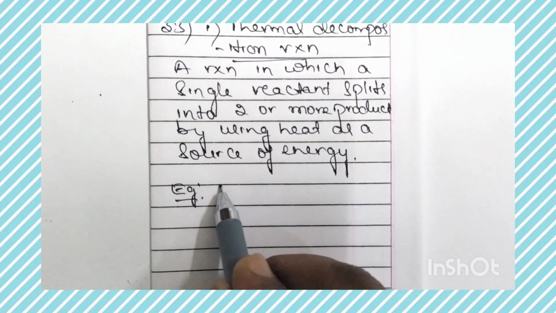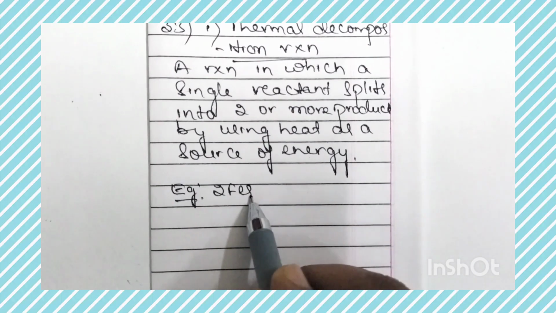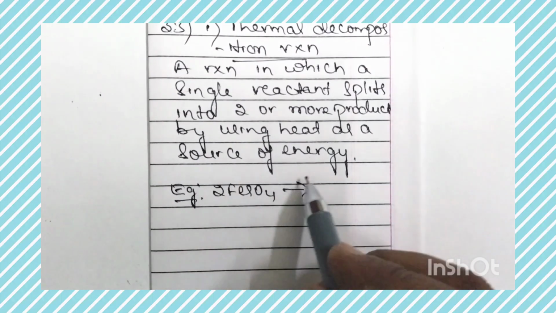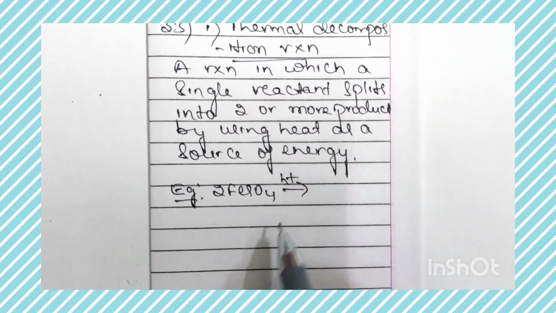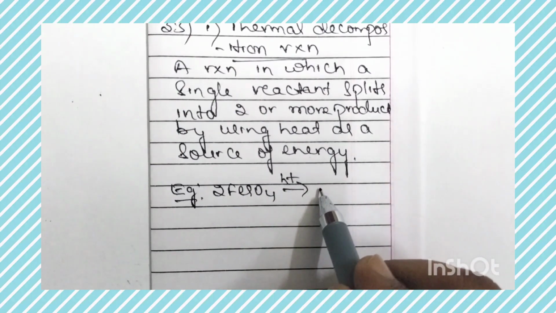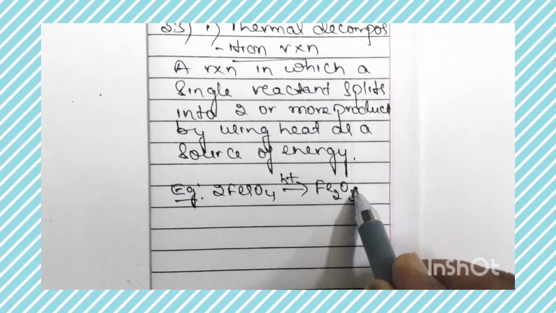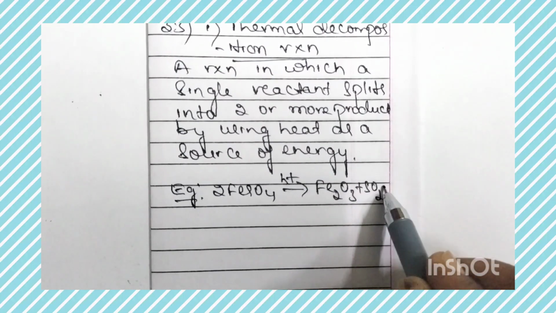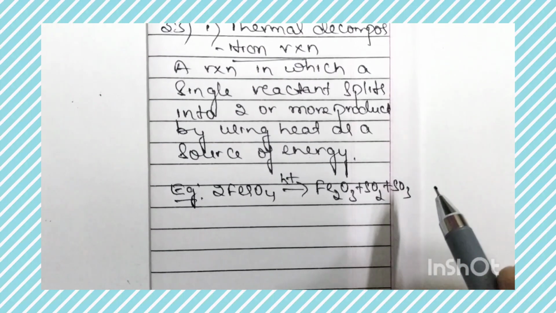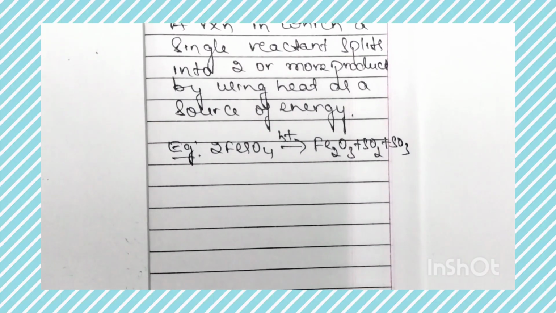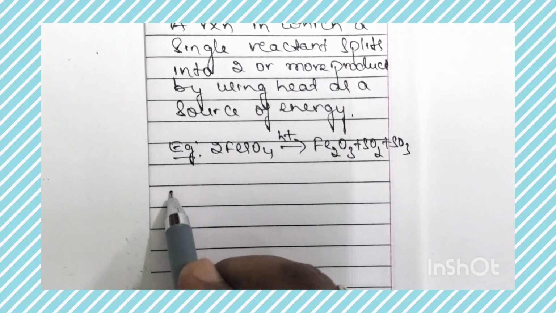So when ferrous sulfate is heated in a dry test tube, ferrous sulfate, which is a single reactant, when heat is supplied, it splits into Fe2O3 plus SO2 plus SO3. So it forms ferric oxide along with poisonous gases, sulfur dioxide and sulfur trioxide, which it releases. This is the first type of reaction.